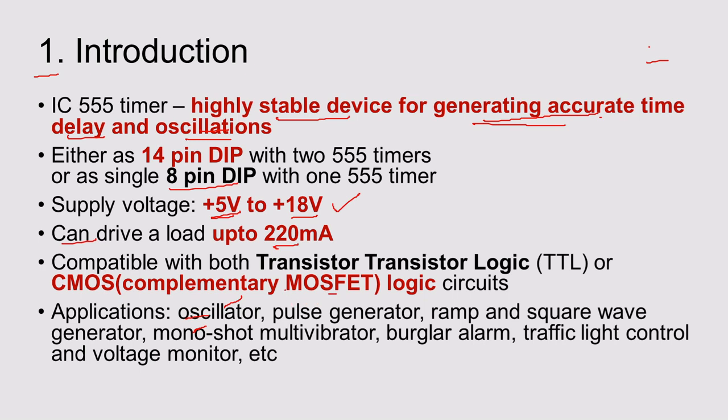With the 555 timer IC, I can design many real-time applications, like measuring the heartbeat. Very few applications are listed here in the slides, and it is not limited to these: oscillators, pulse generator, missing pulse detector, ramp and square wave generator, monostable multivibrator, burglar alarm, traffic light control, voltage monitor, and many more. It's a very important IC for solving many real-time problems.